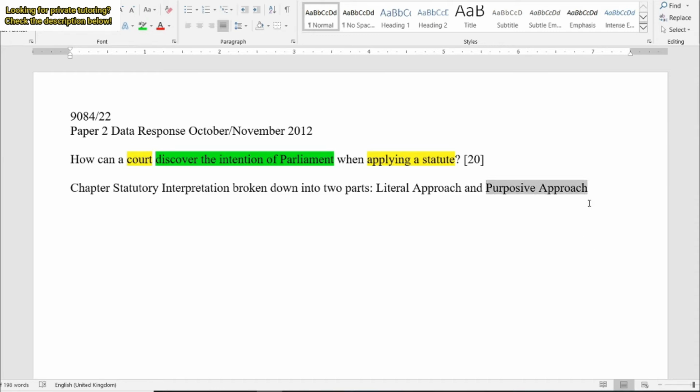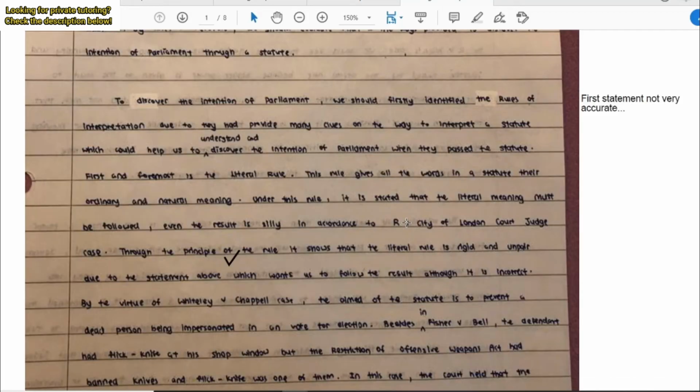So when you were writing in your essay that the literal rule, golden rule, mischief rule, and the other one, purposive approach, all help to discover the intention of Parliament, it's actually completely wrong already. So if you see your paper, I'm looking at, can you see a Chinese paper? I hope you're okay with sharing and looking at each other's paper. After all, we are just trying to help each other.